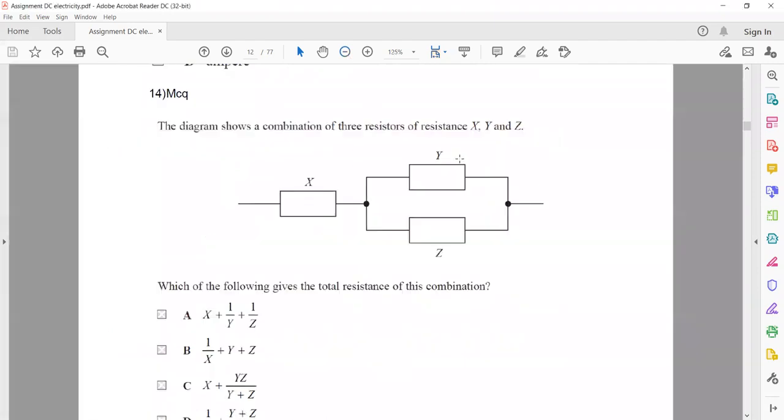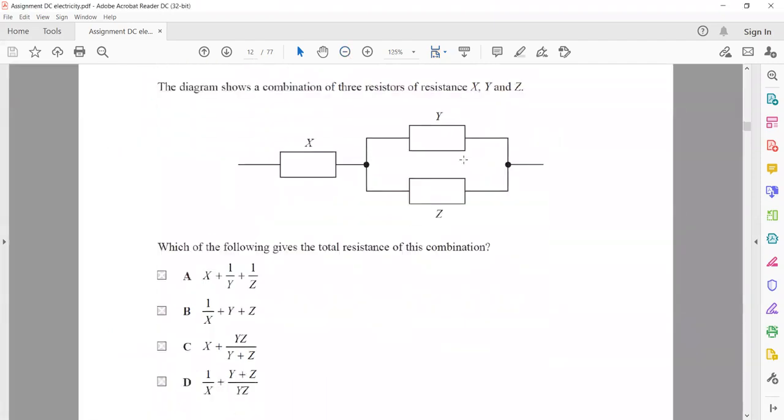Question 14. The diagram shows a combination of three resistors X, Y, and Z. Which of the following gives the total resistance? First they are in parallel, so it will be product divided by sum. So it will be Y multiplied by Z divided by Y plus Z, and then that is added to X. So product divided by sum and then added to X. So C is the right answer for question 14.